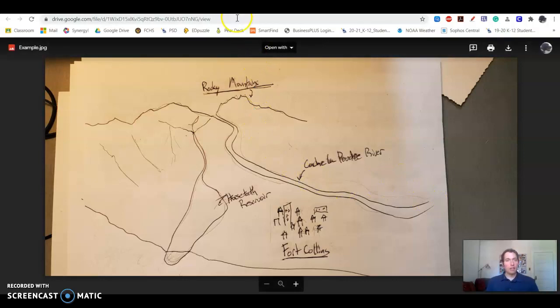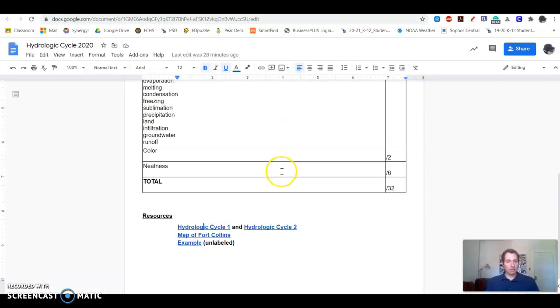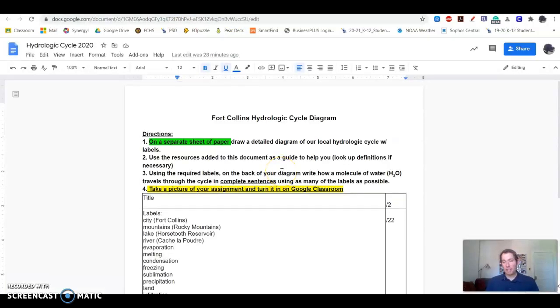Okay. Other things this week. I think that is the assignment. I think it should take some time. It's not a simple drawing. I want everyone to do as good as possible on it.